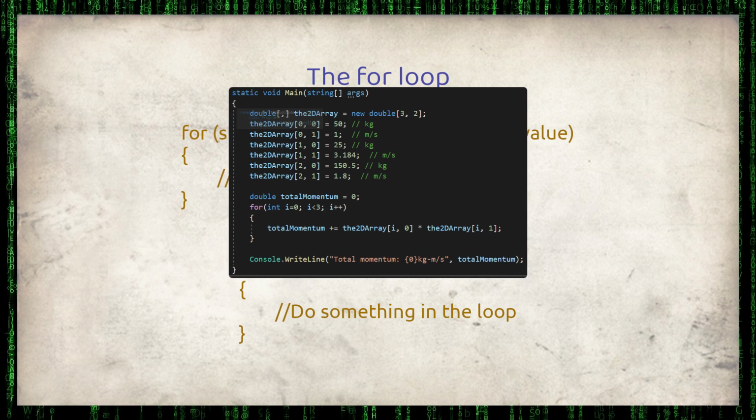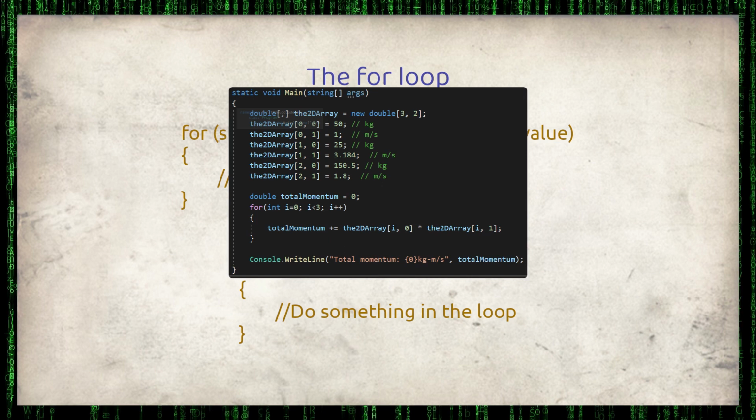Now we're saying the 2D array using that I as the row, that index. Currently I is 0, so we are in the first row of the array, and we're taking that value, which was 50 kilograms, and we're multiplying it by the speed of that row, or of the second cell in that row.